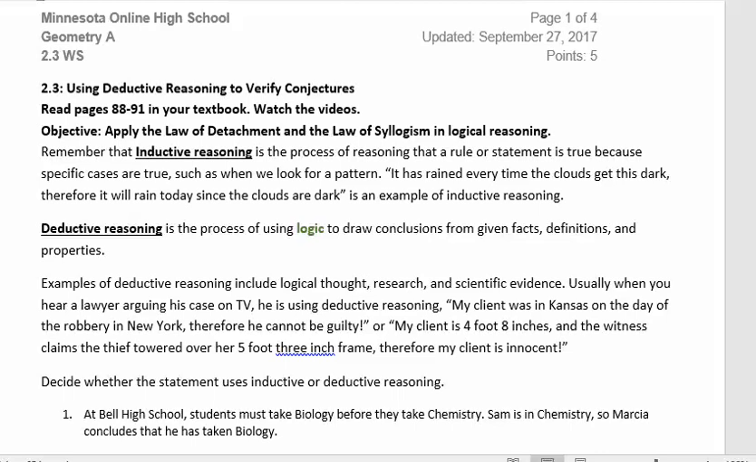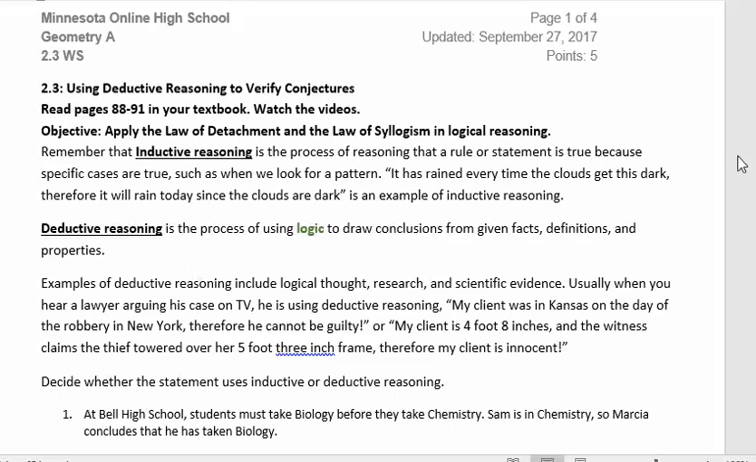Deductive reasoning is the process of using logic to draw conclusions from facts, definitions, and properties. So if you're using a rule or a definition or a math property, then you're using deductive reasoning. You might hear deductive reasoning on law TV shows where they say, my client was in Kansas on the day of the robbery, therefore he cannot be guilty. It's deductive reasoning. He's not looking for a pattern. He's using a fact or a rule.